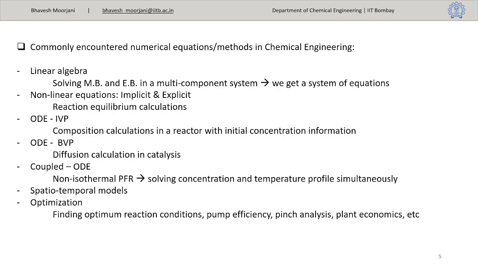So these are the various types of numerical equations that we encounter in our models, in our unit operations and unit processes. Your mass balance and energy balance equations for a multi-component system are nothing but a system of simultaneous linear equations, right? So you have to solve them together to solve the mass balance and energy balance problem. Then you have some non-linear equations, both implicit and explicit. When you look at reaction equilibrium calculations, there you have non-linear equations, right? Then you have ordinary differential equations, initial value problems as well as boundary value problems, right?